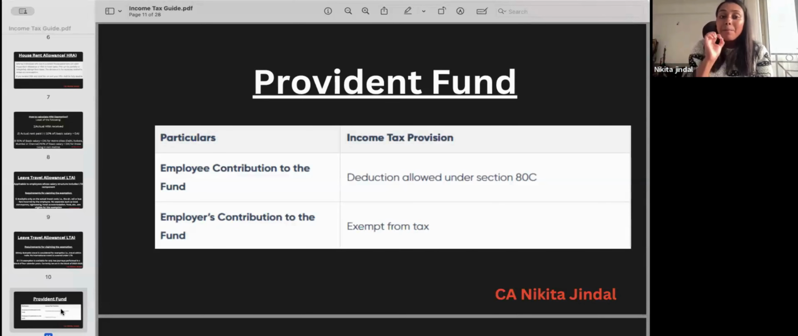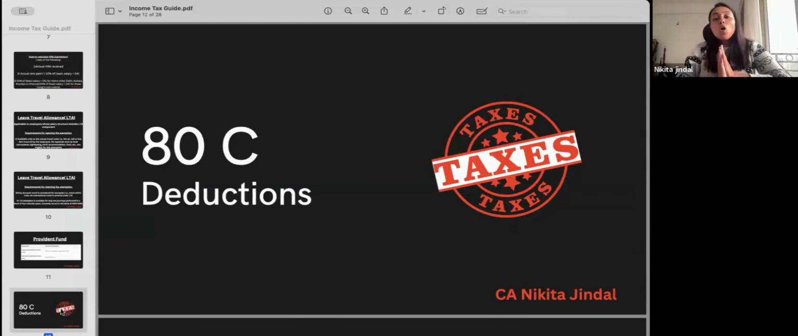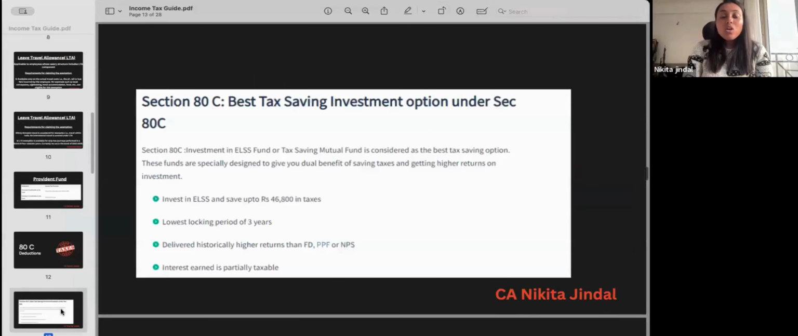So these are the 3 basic important components which I believe you have to understand for your tax purposes. Now we will talk about 80C deductions. The best 80C deduction is the ELSS fund, that is Equity Linked Saving Scheme. It is a tax saving mutual fund which is considered one of the best saving options because the lock-in period is just 3 years, and we have also seen the best returns as compared to FDs, PPF and NPS. So obviously you can consider this.